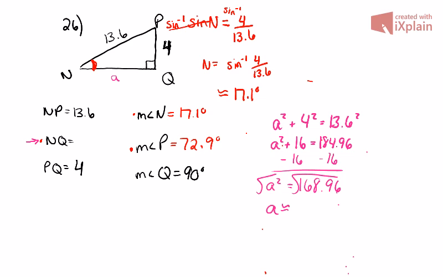168.96. I got 12.998 in my calculator, and that will round up to 13.0. So the measure of NQ would be 13.0.